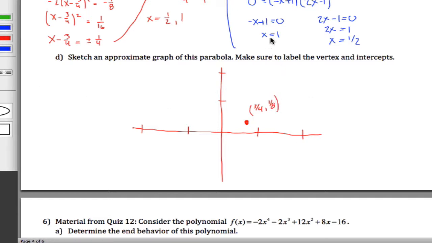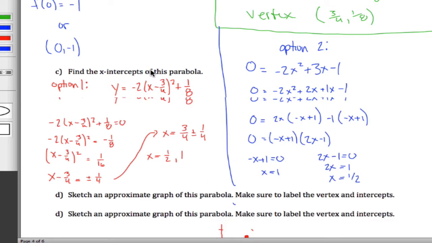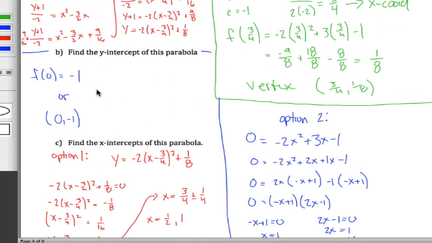And then it's also supposed to have x-intercepts at 1 and 1/2. So there's 1, and there's 1/2. I did say the intercepts, so I guess we should figure out the y-intercept also. Oh, we did that. Good. The y-intercept is -1.